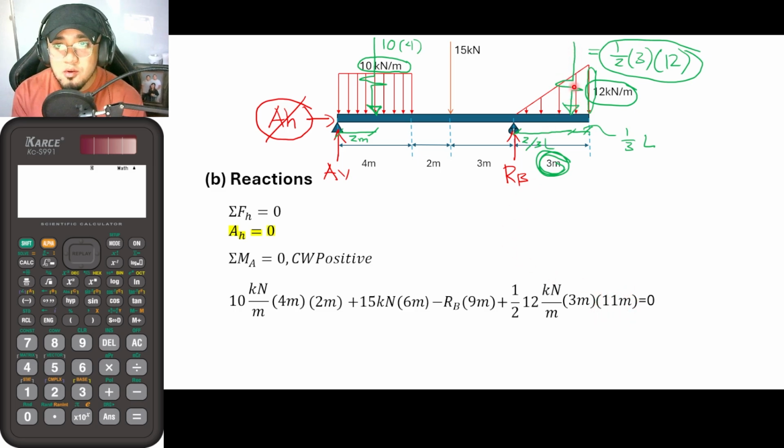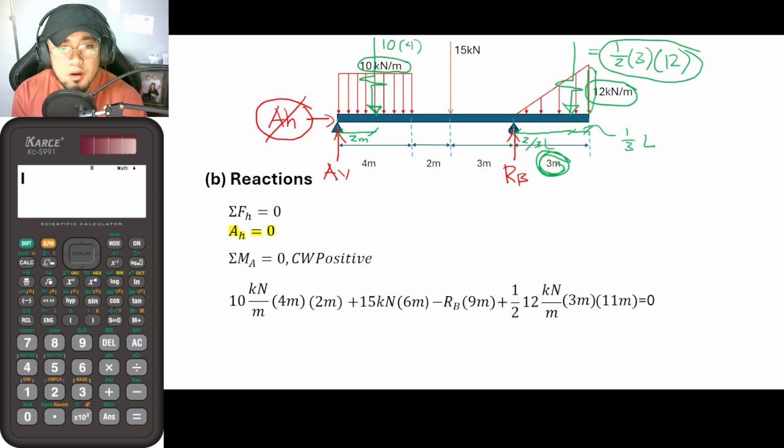Since this is the location of the resultant, the distance from this point to this particular point is 11. Where did that come from? That is 4 plus 2, so that is 6, plus 9. So 9 plus what is 2/3 of the total length.